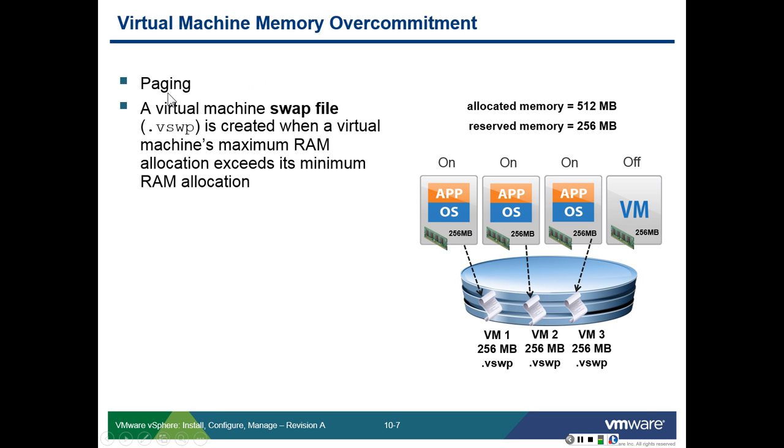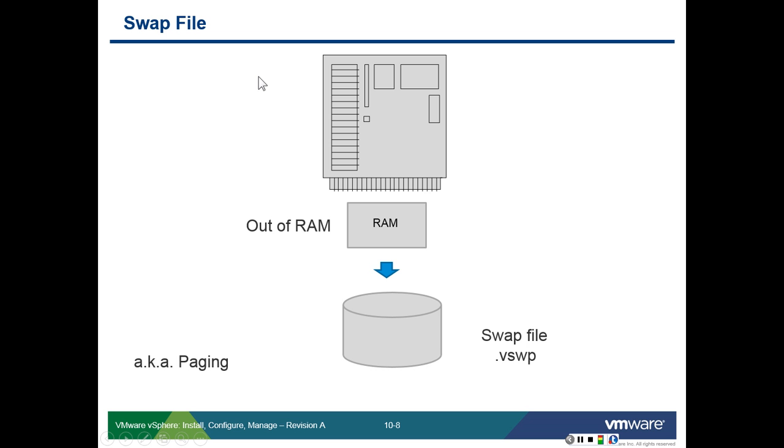So what happens is paging occurs. Paging is when a virtual machine runs out of memory and it writes to a swap file, a VSWP file, which is located on the hard disk. Paging is when the ESXi host runs out of RAM and the extra data temporarily spills over onto a swap file, a VSWP file, on the hard disk.